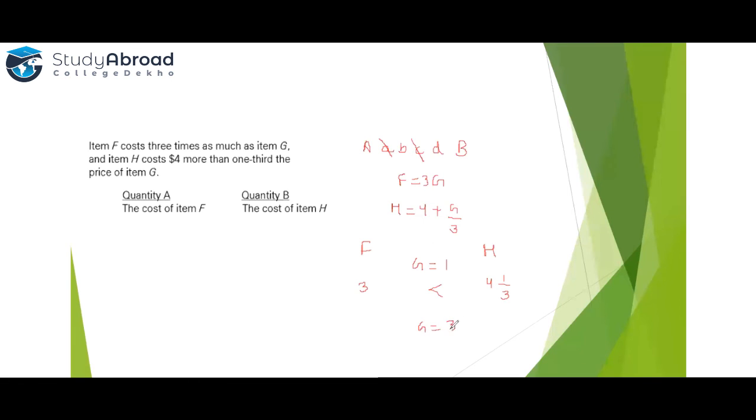So if we try G equals 3, what will be F? F will be 9. What will be this? 4 plus 3 by 3 will give me 4 plus 1, 5. Which quantity is greater? Quantity A is greater. So I can eliminate answer choice B as well. My answer choice D will be correct in this, that is, the relationship between the two quantities cannot be established.